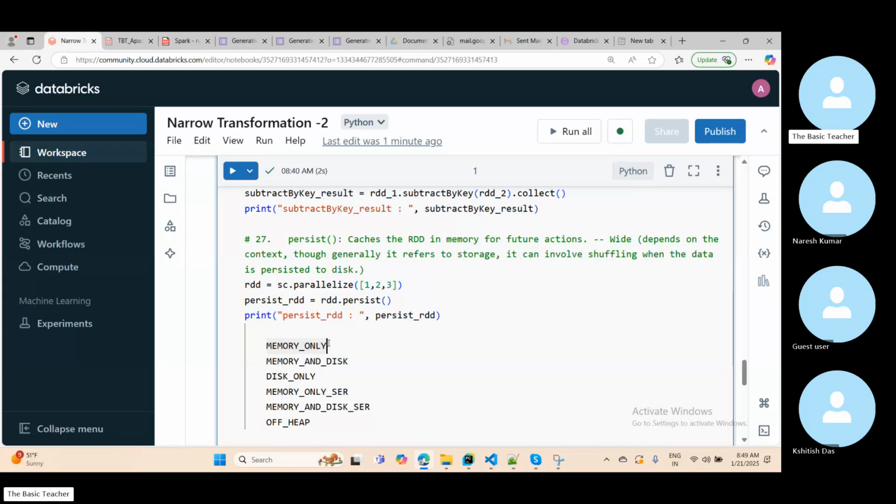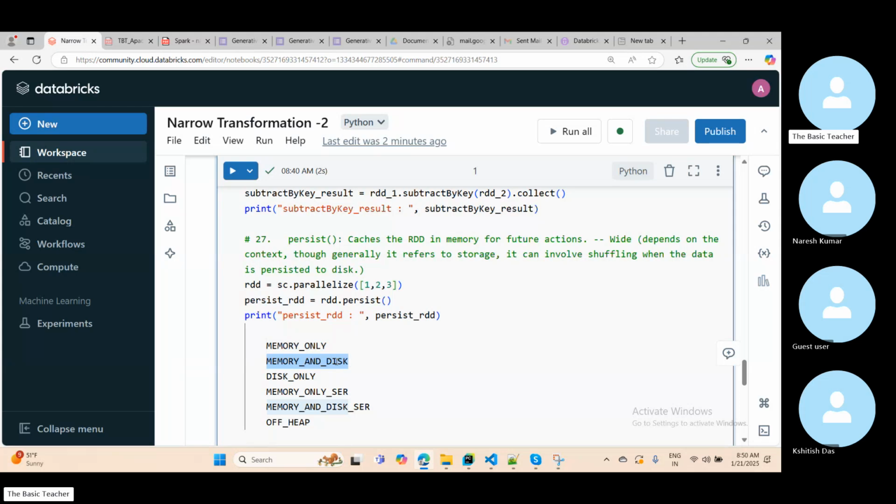In that case, whenever you have the memory limitation, you can go for disk only. And when you think that applying serialization can help save space, then you can choose memory only serialized and memory and disk serialized. If you have some amount of data, let's go with memory and disk. If it fits in memory, Spark will take care. If something is exceeding, then Spark will dump that to disk, and my code is not going to fail because of an out of memory exception. Then you can choose this.